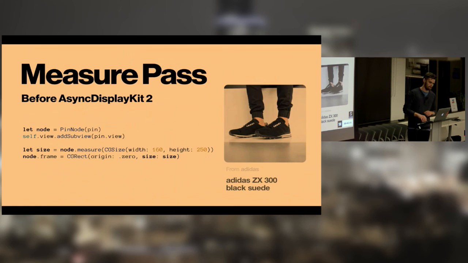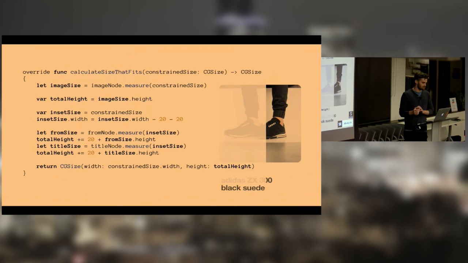Here's the actual implementation inside my node. And so you can see here, this is quite the eyesore of working with manual layout. But the general idea is you pass a constrained size. You're then responsible for sizing your children and then providing the exact size of the pin node at the end.